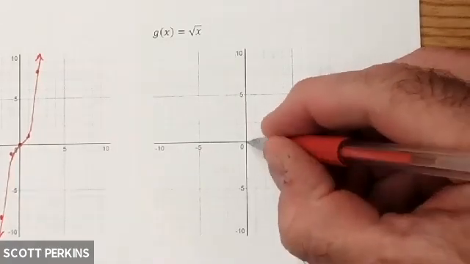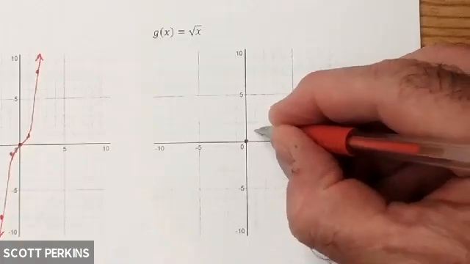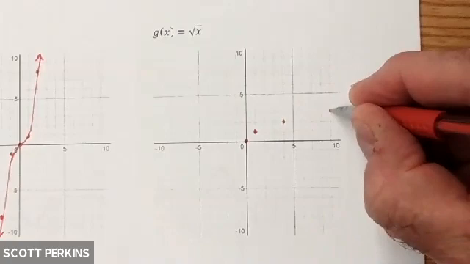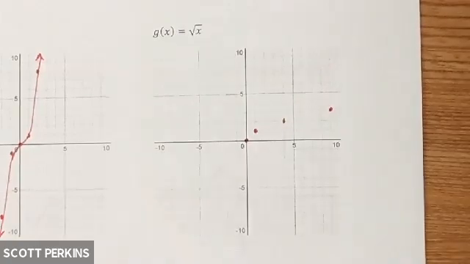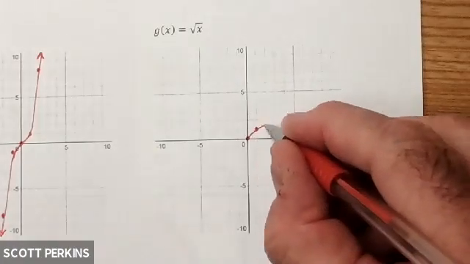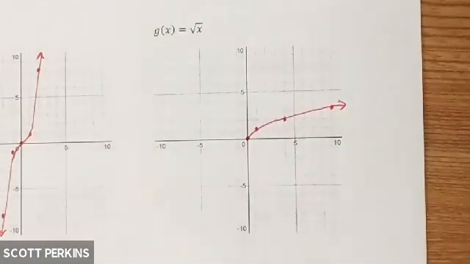So the square root of 0 is 0. The square root of 1 is 1. The square root of 4 is 2. The square root of 9 is 3. And my choice of x values was intentional because I want to do this sketch nice and quick. I don't want to have to think about it anymore. So I just picked things that have a quick and easy square root. No decimals to worry about. And there it is. So here is my square root graph.